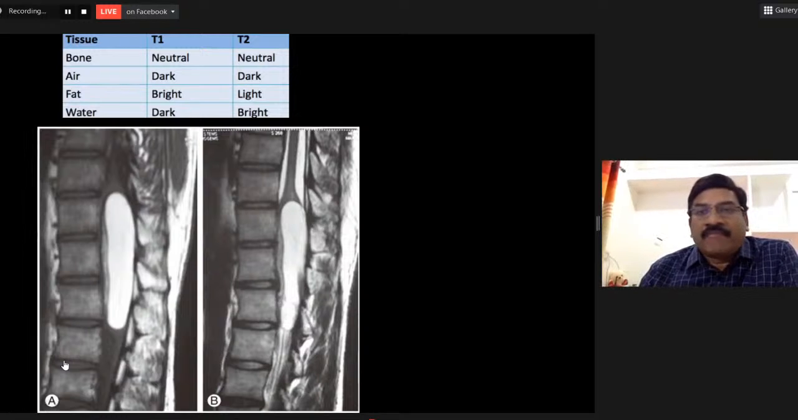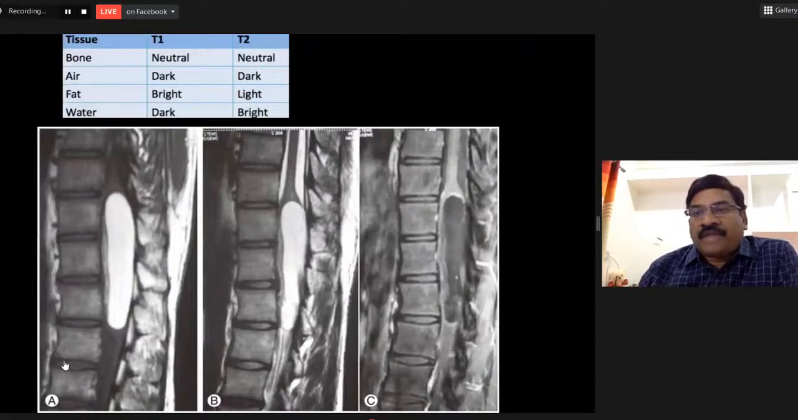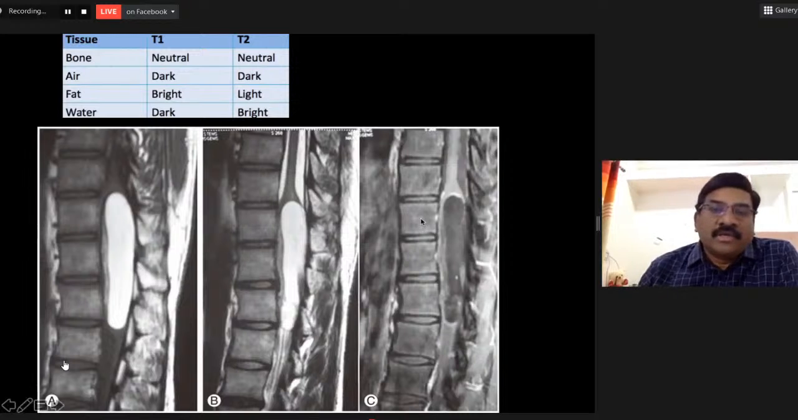Then you need to get a fat suppression image. This is the fat suppression sequence, or STIR image, which we call the inversion recovery sequence. If you apply that and compare it with the T2 weighted image, you see the fat is suppressed here compared to the other one. So it is a lipoma of the spinal cord.